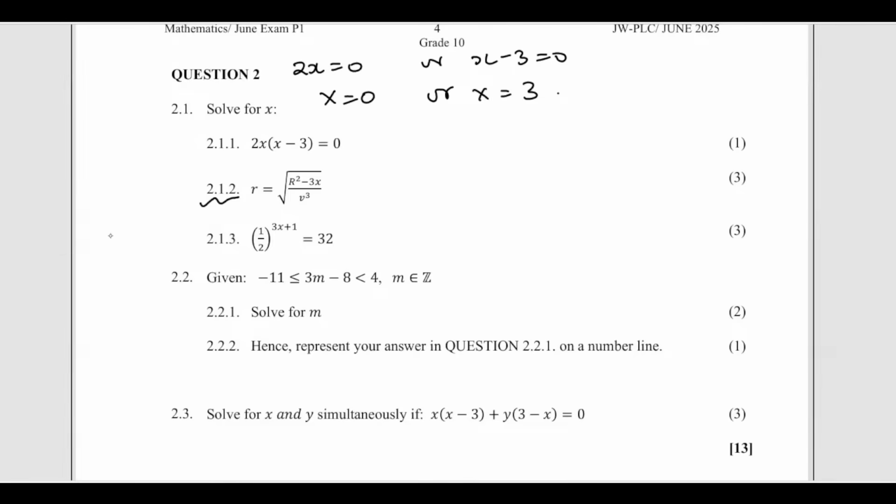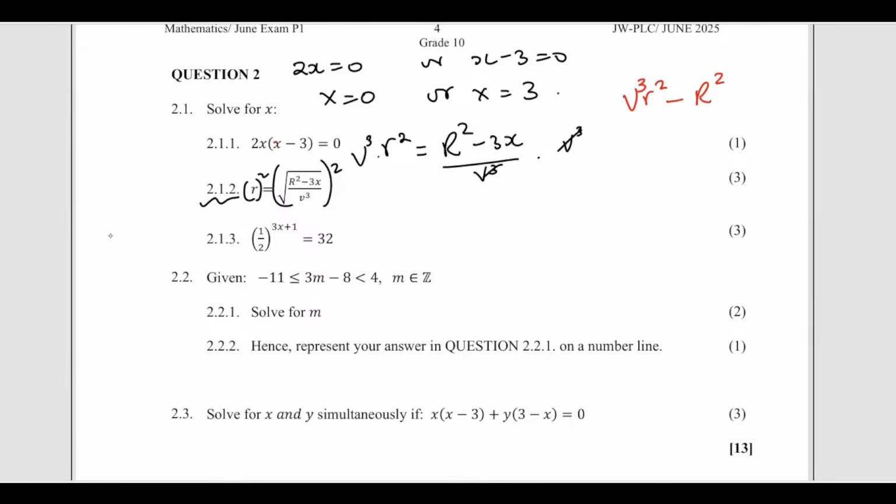So first step, we need to get rid of the square root. That can happen by squaring both sides, okay? So you're going to have r squared is equal to capital R squared minus 3x all over v cubed. Let's cross multiply, or multiply both sides by v cubed. So this cancels that. And then we're going to move this r squared that side, meaning that our overall result is going to be v cubed r squared, okay, minus capital R squared is equal to -3x.